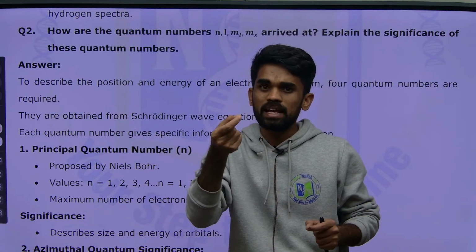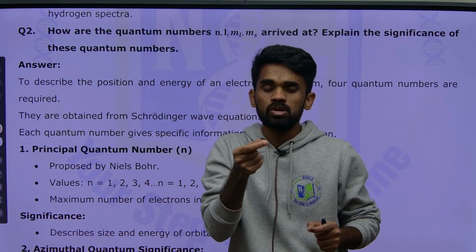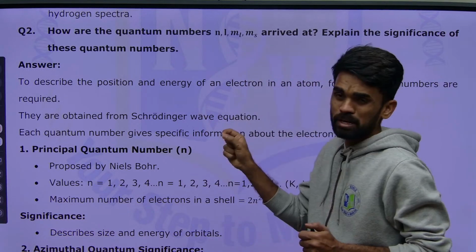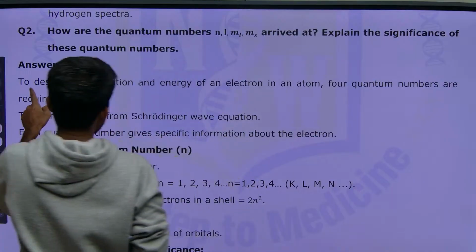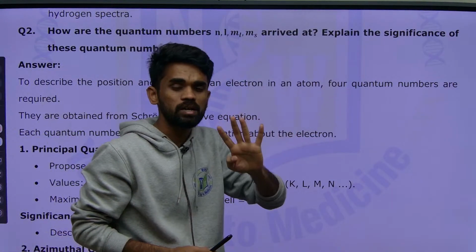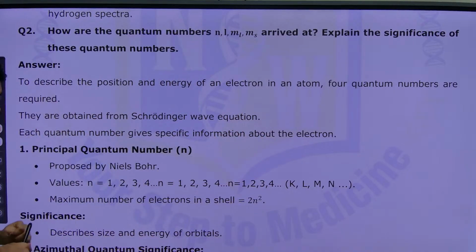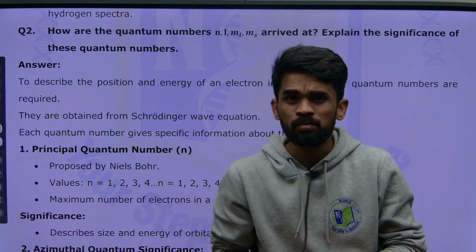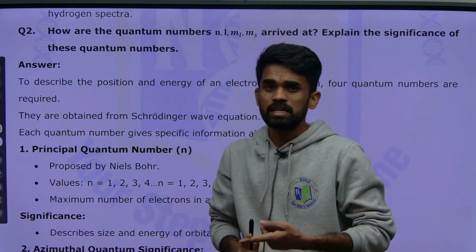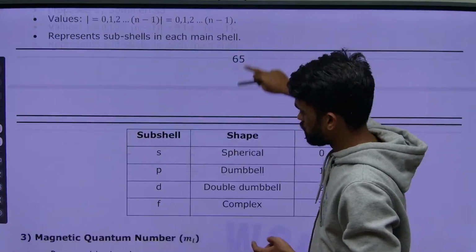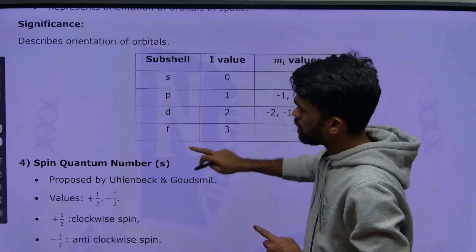So where an electron is present in an atom, it will give the position or exact address of the electron. To describe the position and energy of an electron in an atom, 4 quantum numbers are given here. So what are the 4 quantum numbers? One is the principal quantum number, next the azimuthal quantum number, next the magnetic quantum number and the spin quantum number.